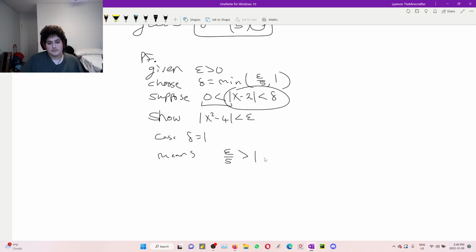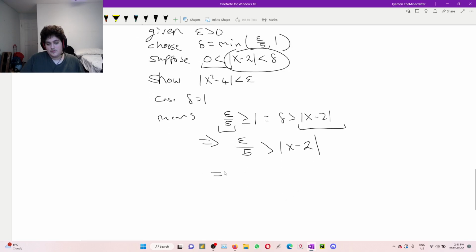Which is, or equal, right? Then these are the two: either it's greater than or equal to 1, then the minimum function will return 1. And this is equal to delta, which is where our supposition comes in. It's greater than x minus 2. So this means that this is bigger than this. Which means that this is bigger than, multiply both sides by 5.